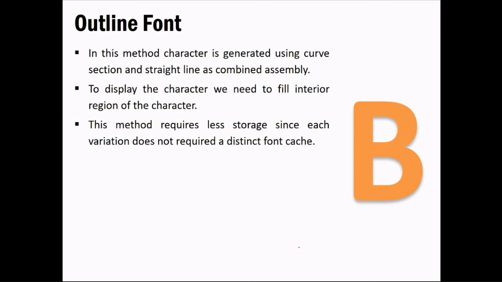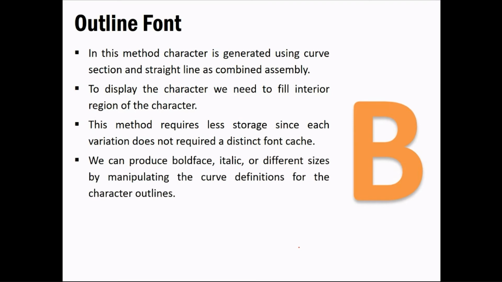As it is given over here, this method requires less storage since each variation does not need a distinct font cache. You do not have to store it with bit patterns. You just have this information, so you can mold it for your own purpose, based on the region that you are painting. So we can produce boldface, italic, or different sizes by manipulating the curve definition for the character outline. You just have one thing with you, suppose it is for A or B, and you just need to modify your algorithm for your purpose.